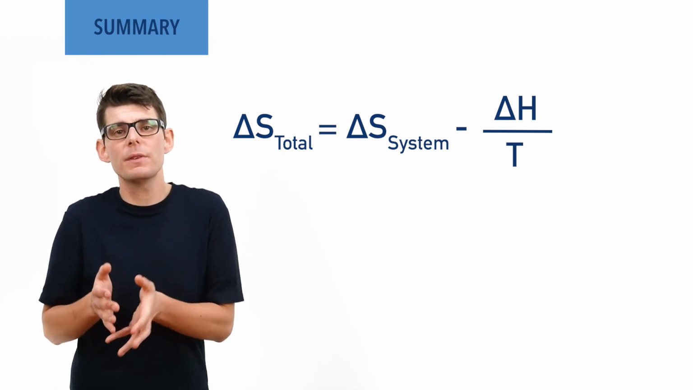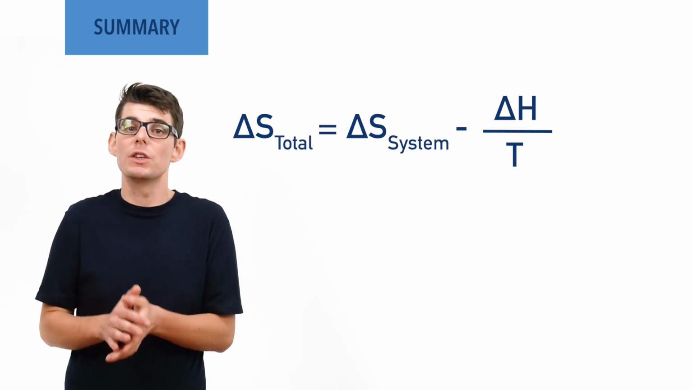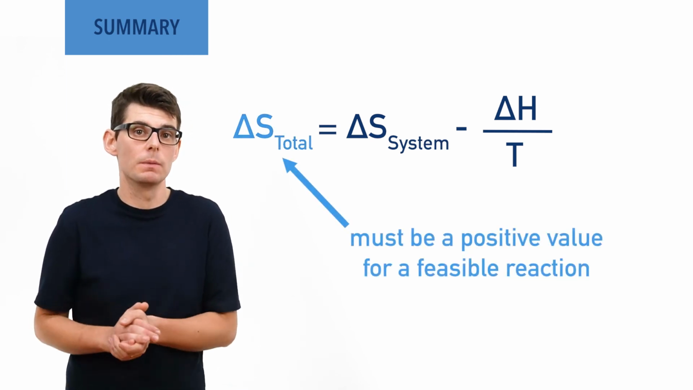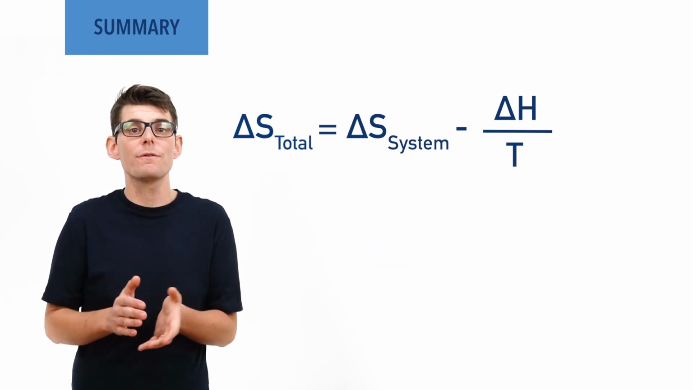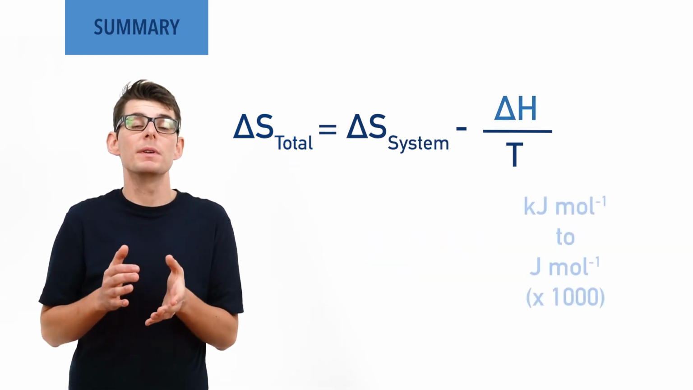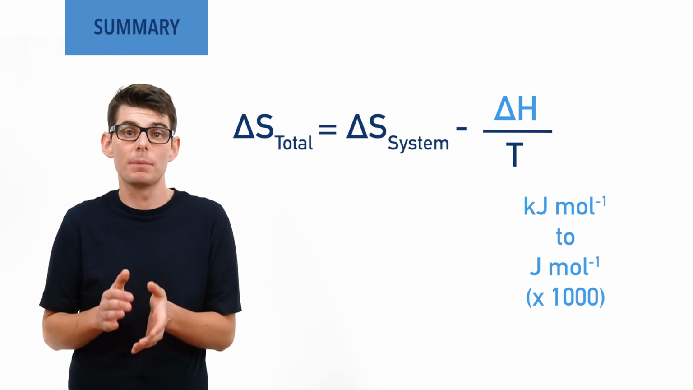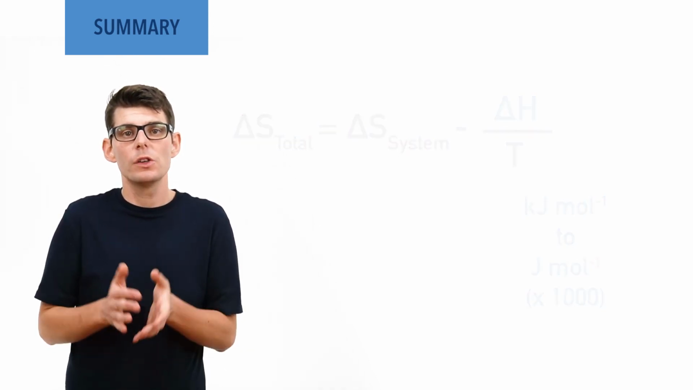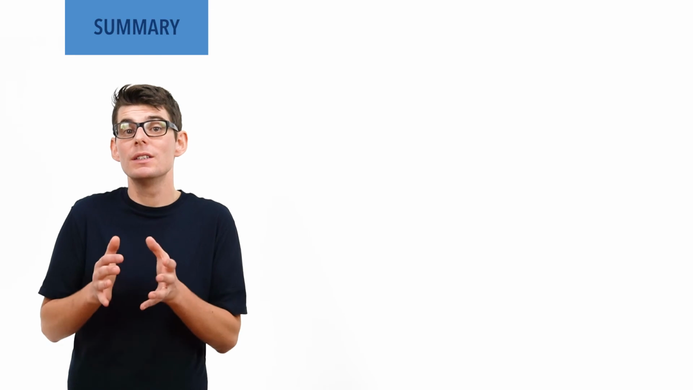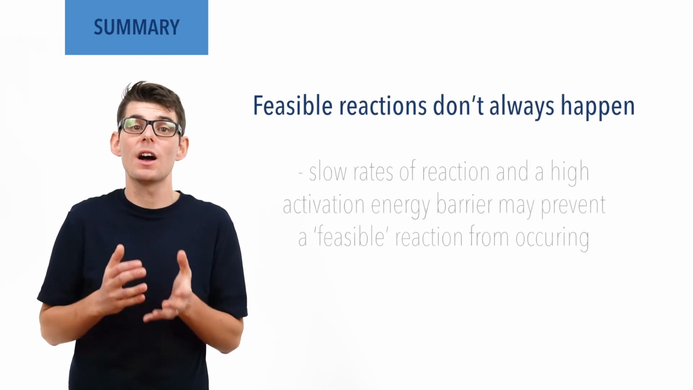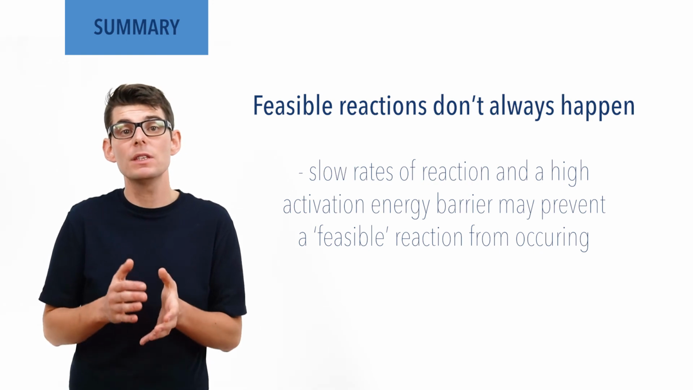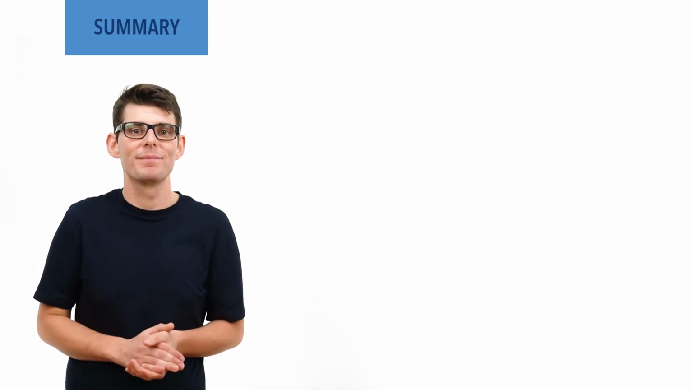For a reaction to be feasible, the total entropy change must be a positive value. Remember to be careful when using this equation. Units for enthalpy change are in kilojoules and must be converted to joules by multiplying by 1000. Just because a reaction is feasible doesn't mean the reaction will definitely happen. Slow rates of reaction and high activation energy barriers may mean the reaction doesn't actually occur.